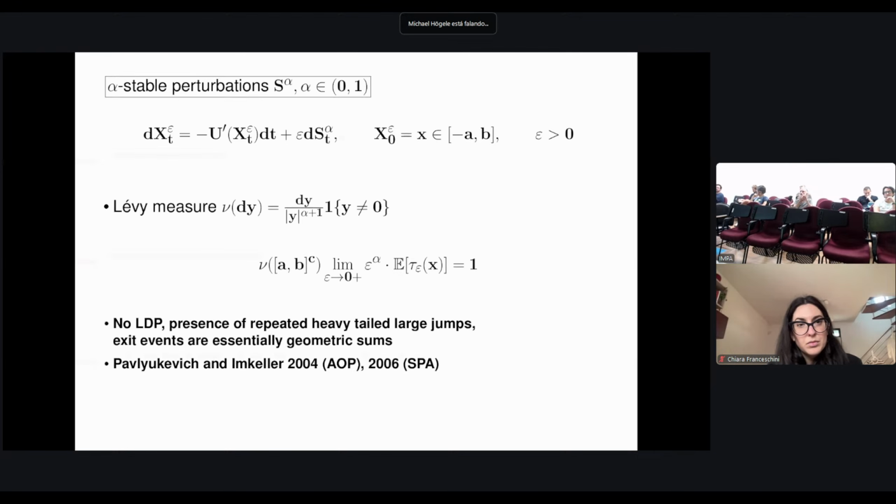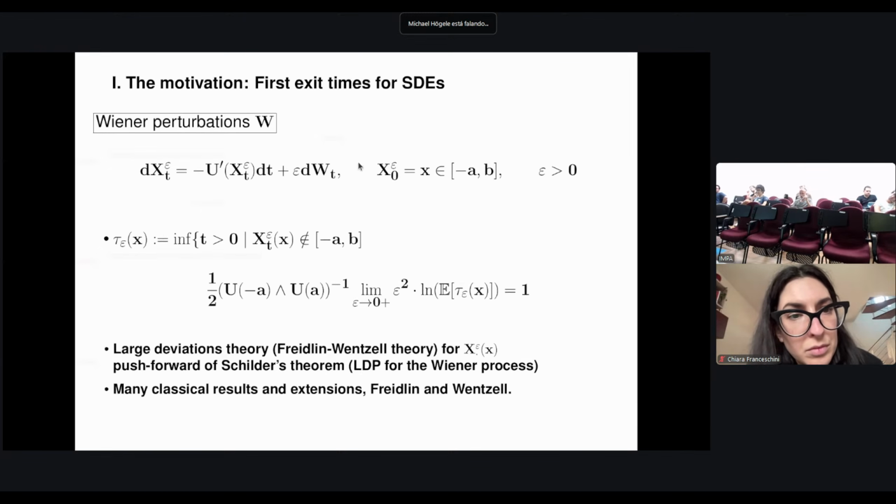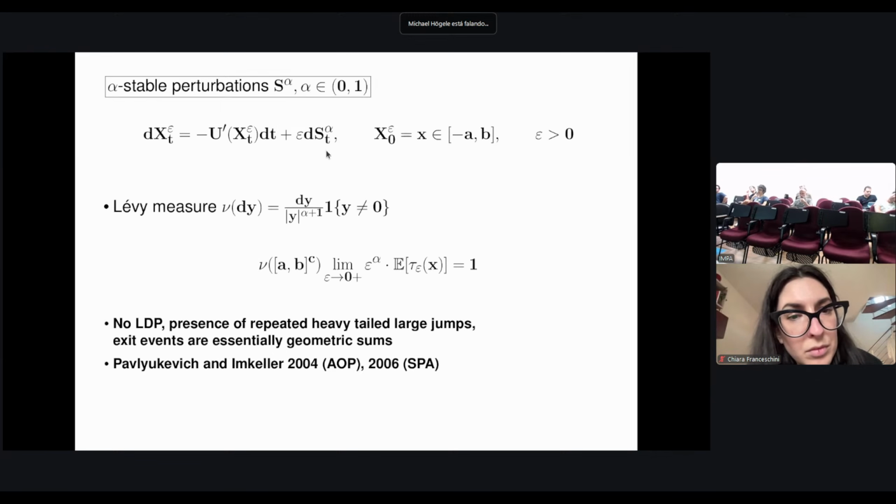Okay, at the beginning of the 2000s, my PhD advisor, Peter Imkeller, and others, they started to look at first exit times for other types of processes, for alpha-stable processes. So these are Lévy processes, where the drivers are not the Wiener process or Brownian motion, but the drivers are alpha-stable processes, which have large jumps. This means we have a Lévy measure which has decay, and the decay is a very characteristic decay. It's something like 1 over dy to the alpha plus 1.